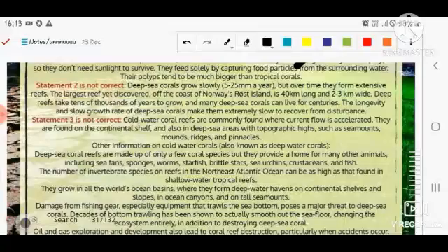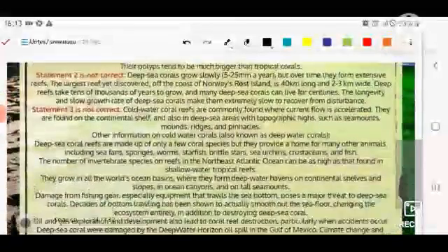So, if you are talking about the third statement, and what is the third statement? They are found in the ocean only near the surface, but they are found in the deep sea.